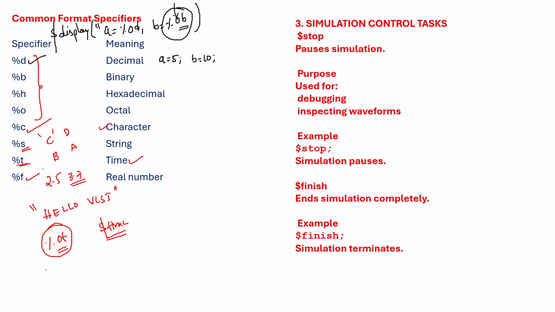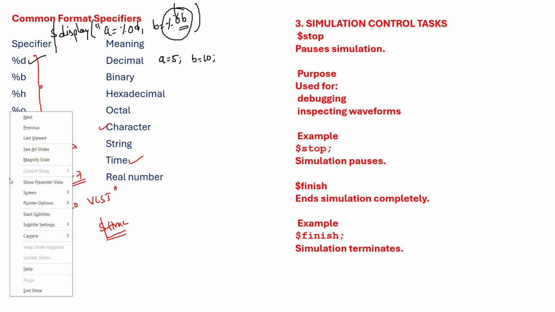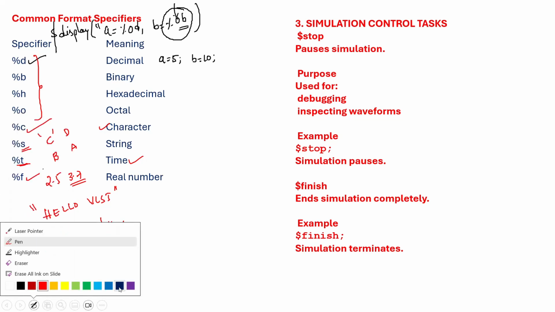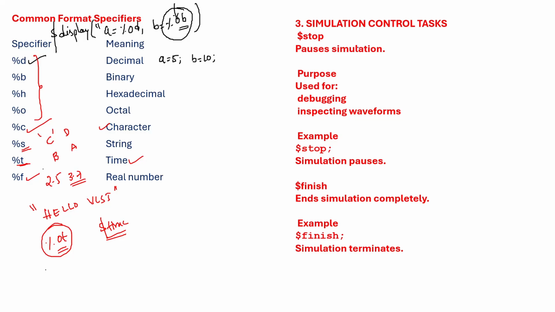So these are the simulation control tasks. $stop is stopping the simulation. It just pauses the simulation, not ending the simulation. Like we are watching some video and you just got a call, during that the video will be paused, right? So pausing the video is the purpose for which we are using $stop.